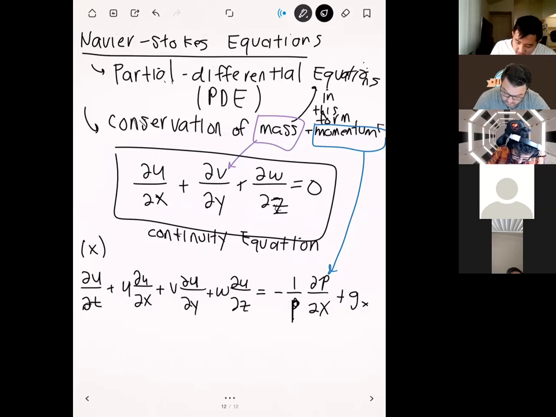And then to this, we add the viscosity term. Our viscosity term is going to be nu, and this is nu right here, not v. This is the kinematic viscosity.